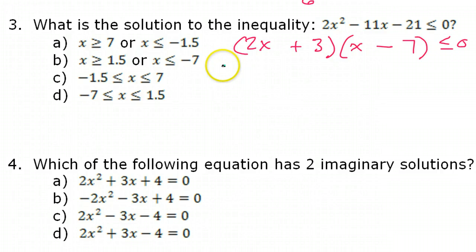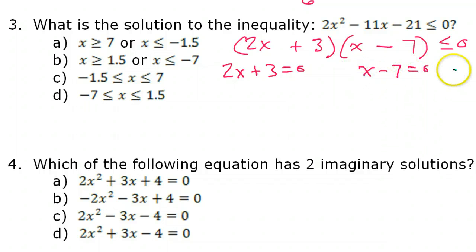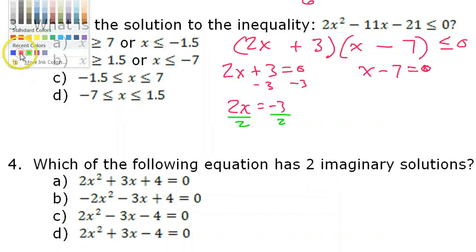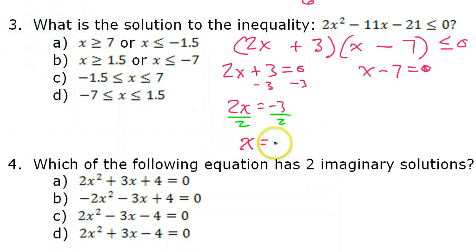So if I set these equal to 0, so 2x plus 3 equals 0, or x minus 7 equals 0, that'll give me the zeros of the function. So I'm subtracting 3 from both sides. That'll give me 2x equals negative 3. Dividing by 2 on both sides gives me x equals negative 3 over 2.